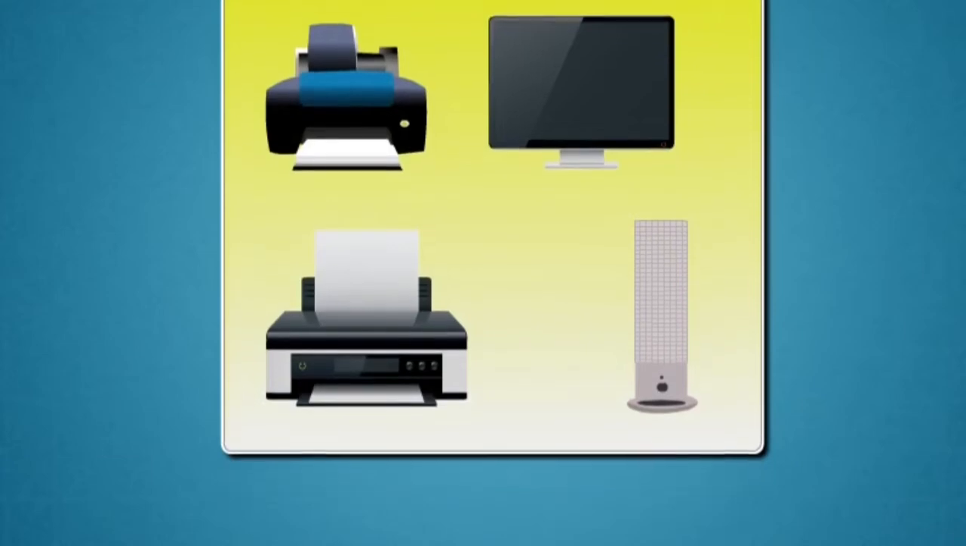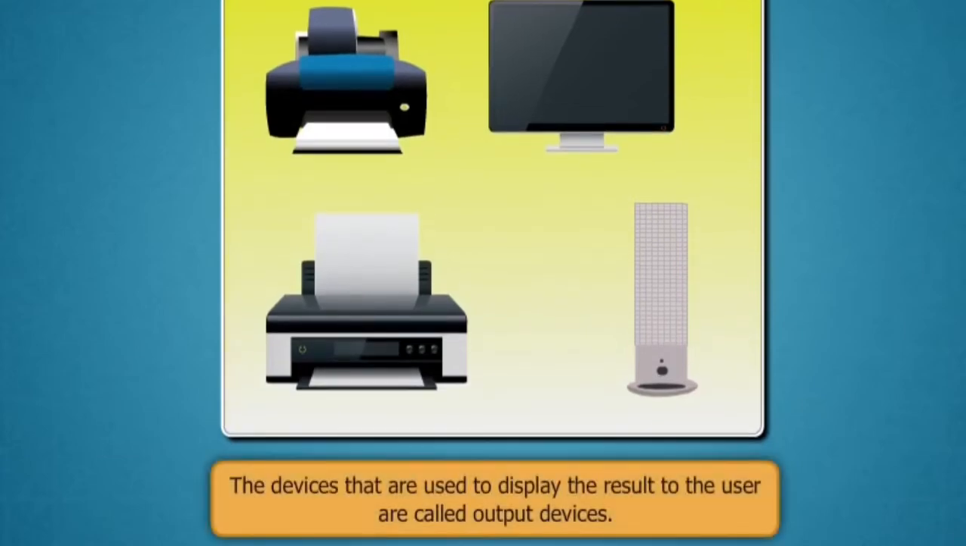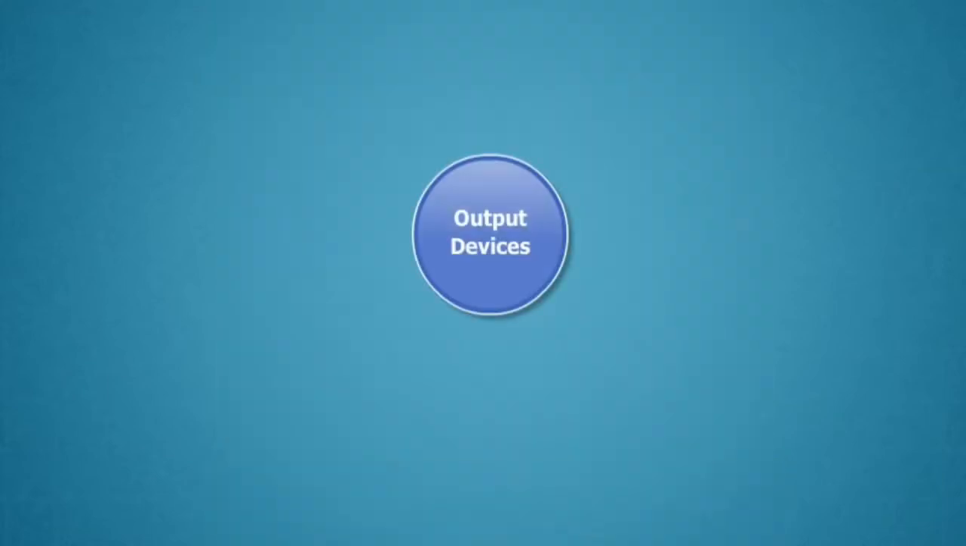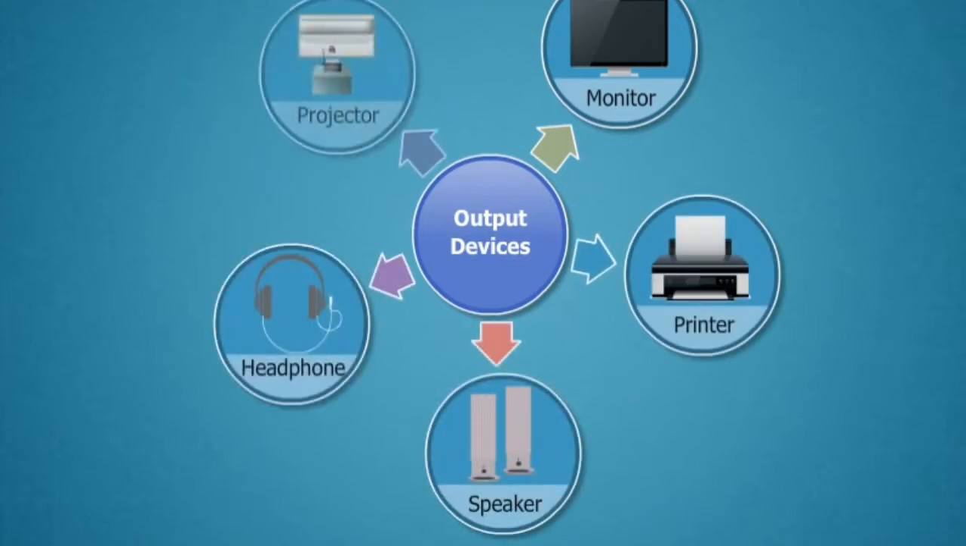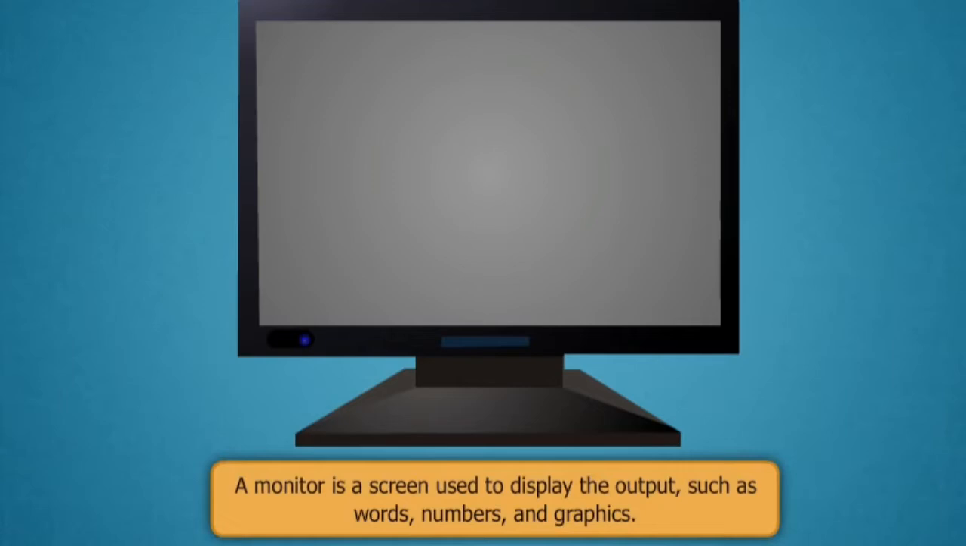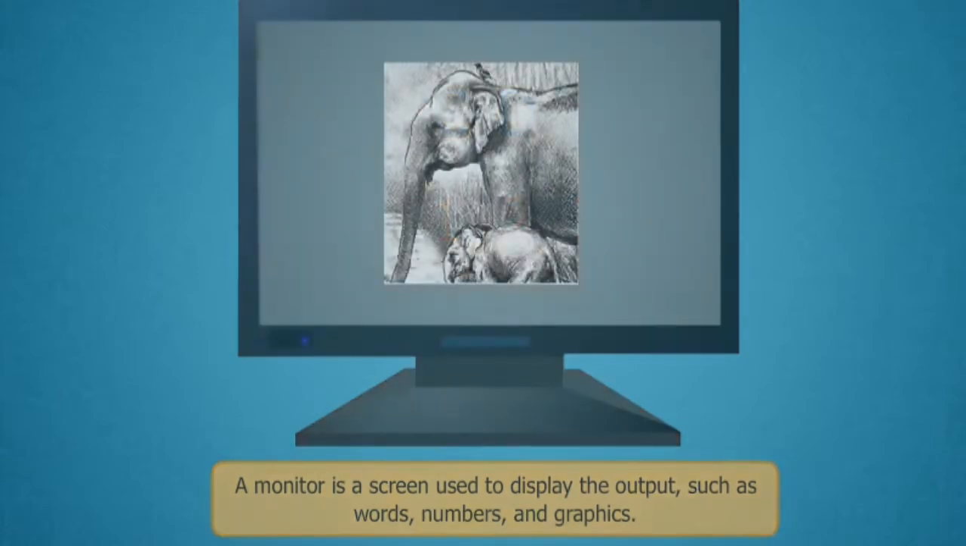Another component of a computer is output devices. These devices are used to display the processed data or result to the user. The main output devices are monitor, printer, speaker, headphone, and projector. Let us know more about these output devices. Monitor is the most common output device. A monitor is a screen that is used to display the output, such as text and graphics.